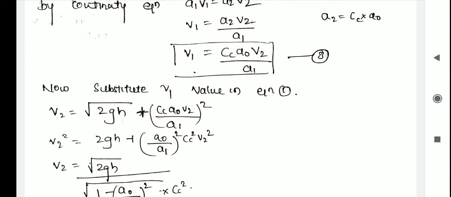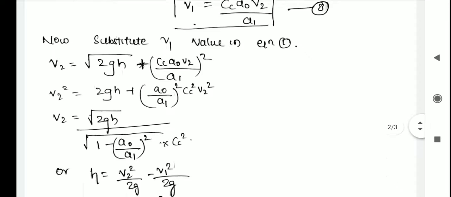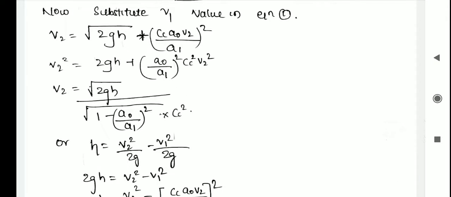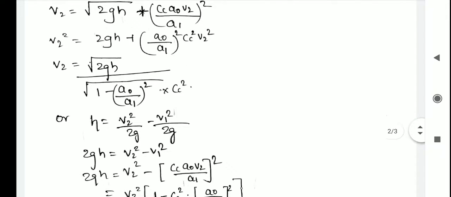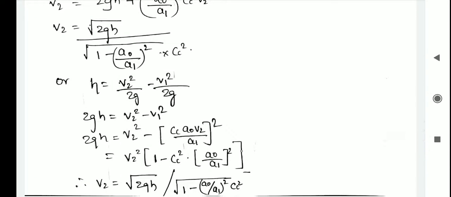So V2 is equal to the square root of 2gH plus the bracket Cc into A0 into V2 divided by A1, the whole squared. Squaring to remove the square root, V2 square is equal to 2gH plus (A0 by A1) the whole square into Cc square into V2 square. So V2 is equal to the square root of 2gH divided by the square root of 1 minus (A0 divided by A1) squared into Cc square.